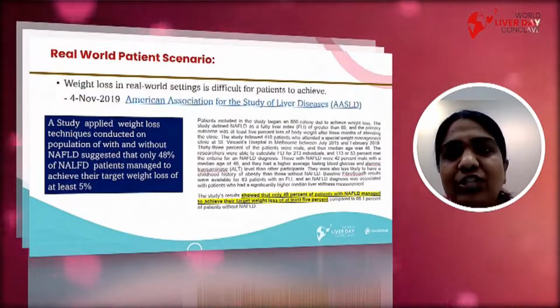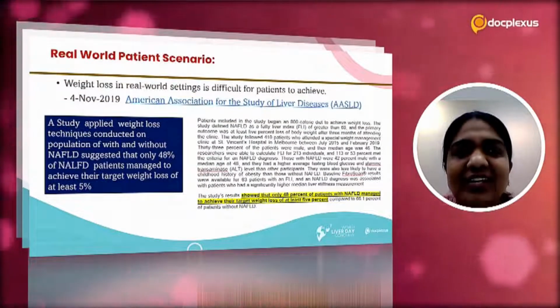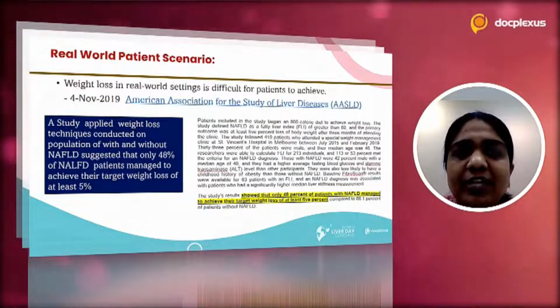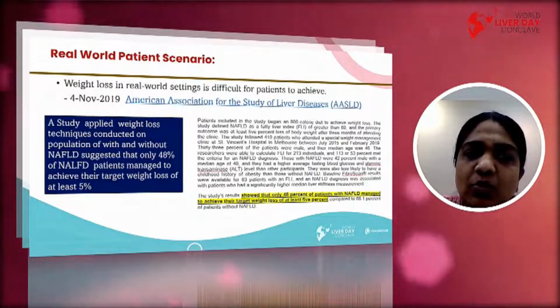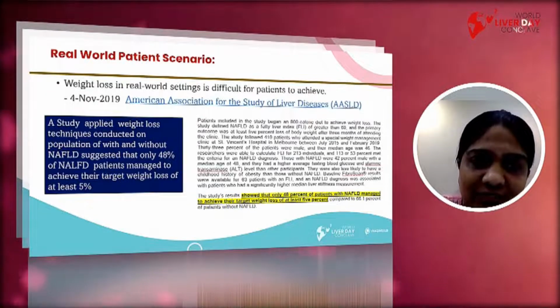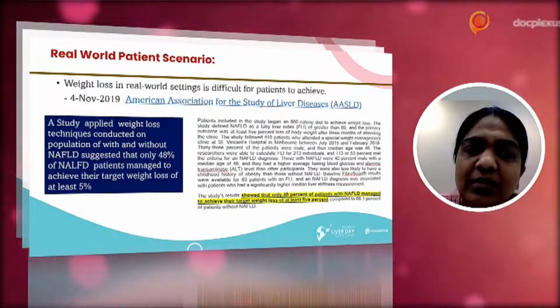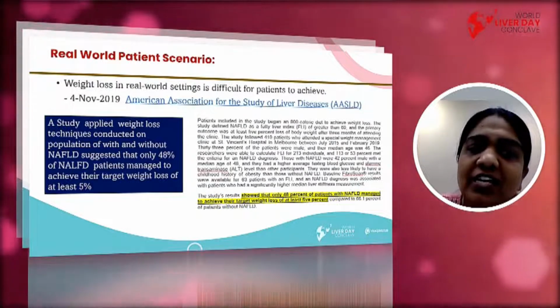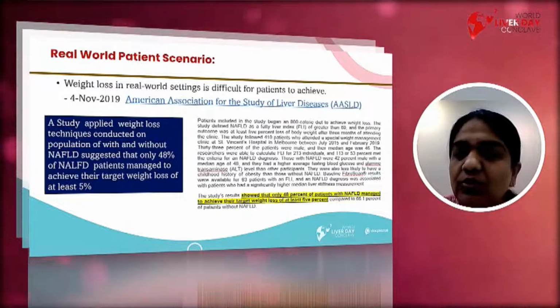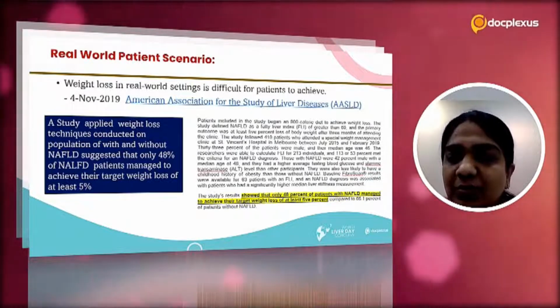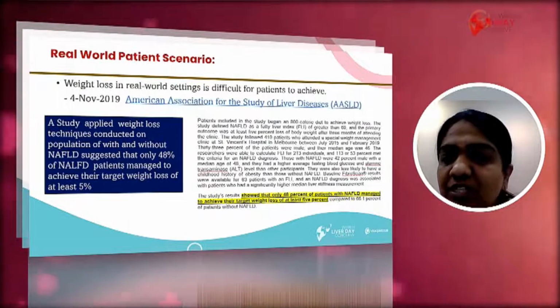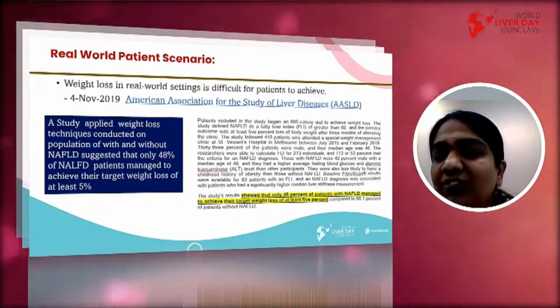However, the unfortunate part is that studies showed that weight loss techniques were conducted in a population with or without NAFL, and only 48% of NAFL patients were able to achieve their target weight loss. So only 48% of the patients were able to achieve the target weight loss of at least 5%.